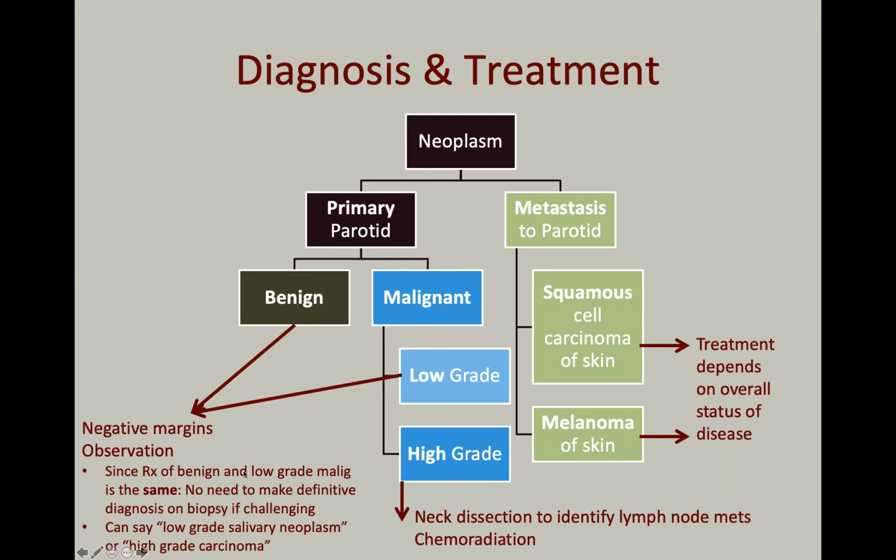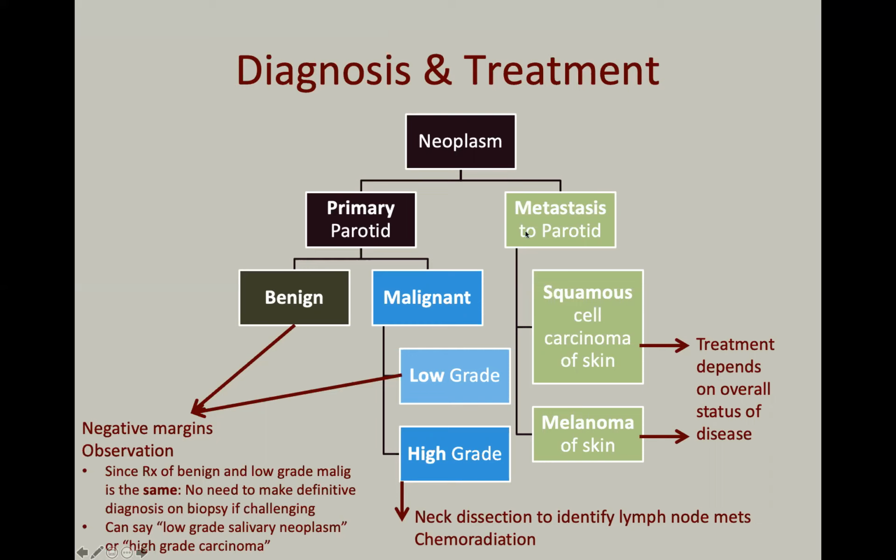Since treatment of benign and low-grade malignant is the same, this is kind of a good thing for me as a surgical pathologist because I often do not need to make a definitive diagnosis on biopsy between a benign and a low-grade malignancy, especially if it's a challenging diagnosis with overlapping histology. However, if it is a high grade, I would want to communicate that because the patient might then undergo neck dissection up front in that initial surgery.